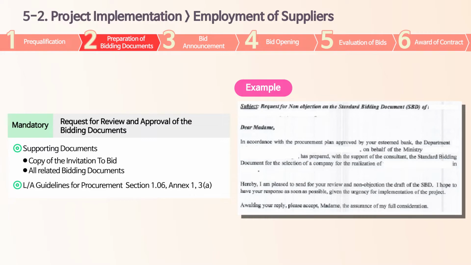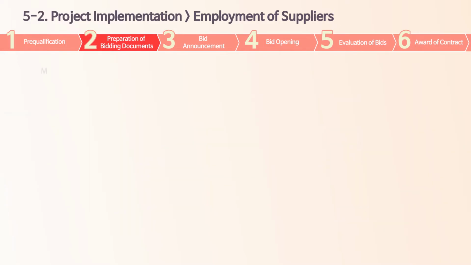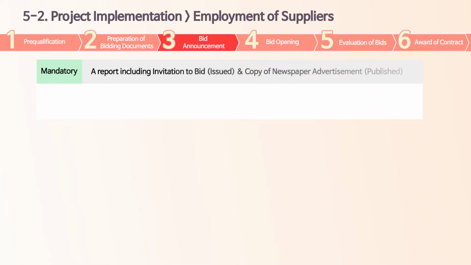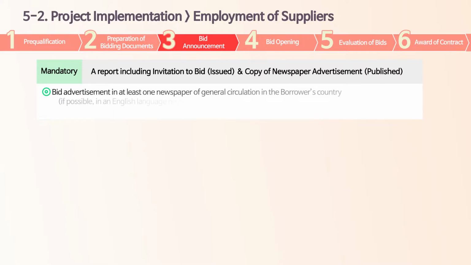After completing bidding documents, PEA is requested to send an official letter requesting approval regarding all the bidding documents before launching the bid. Right after launching the bid, PEA is required to submit to EDCF a report including a copy of the issued invitation to bid along with a copy of the newspaper advertisement that is published.